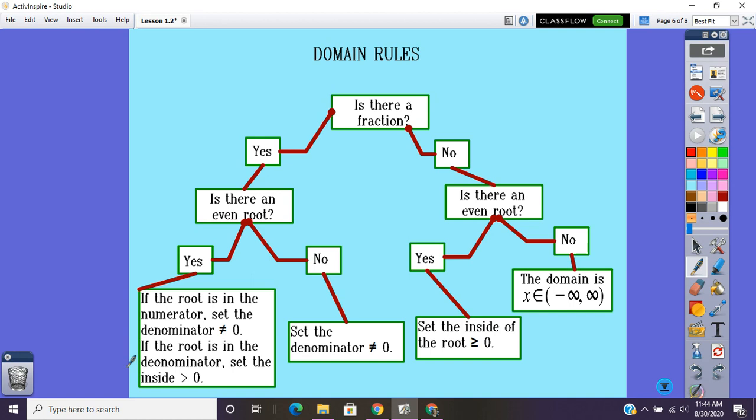And then if the root is in the denominator, you're going to set the inside greater than 0. Now, if the root is in the numerator, you would also have to set the root greater than or equal to 0. Now, it's kind of over here a little bit. So this one, it's not all inclusive, but this just gives you a general idea of where to go.